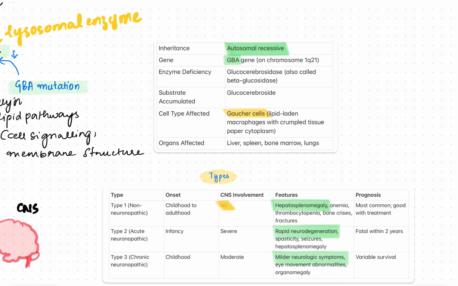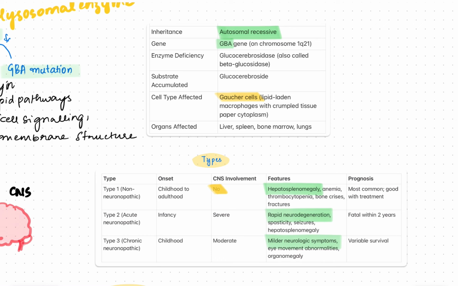Types 2 and 3 are neuronopathic because they have CNS involvement. Type 2 starts in infancy and type 3 starts in childhood. Type 2 is acute neuronopathic, so there will be rapid neurodegeneration with spasticity, seizures and hepatosplenomegaly. Since there is rapid neurodegeneration, it is fatal within 2 years.